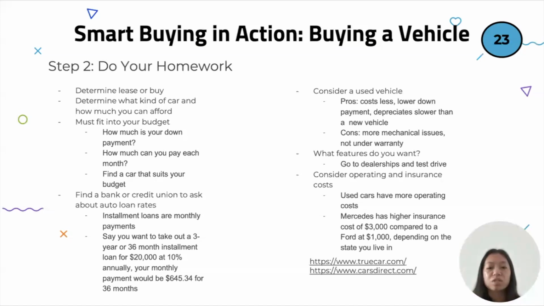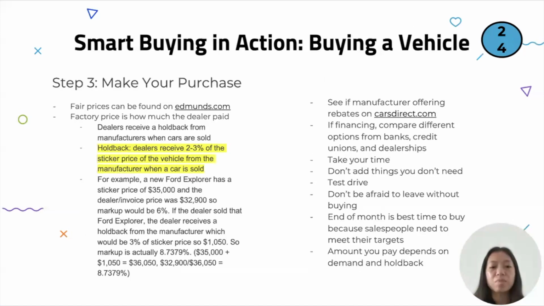What features do you want? Go to dealerships and test drive different cars. Consider operating and insurance costs. Used cars have more operating costs. For example, a Mercedes has higher insurance costs of $3,000 compared to a Ford at $1,000, depending on the state that you live in. Step 3, make your purchase.